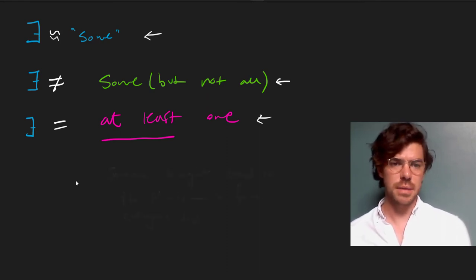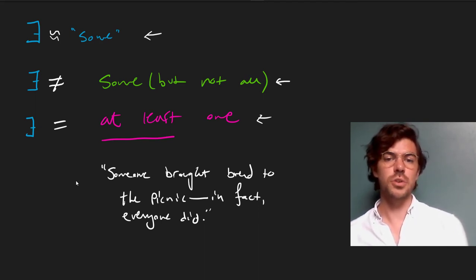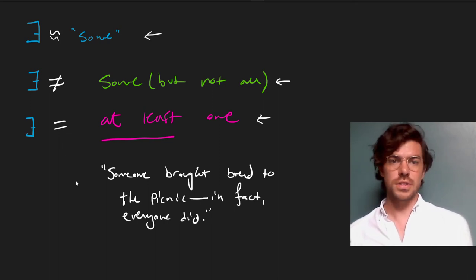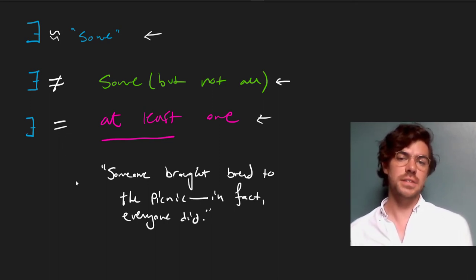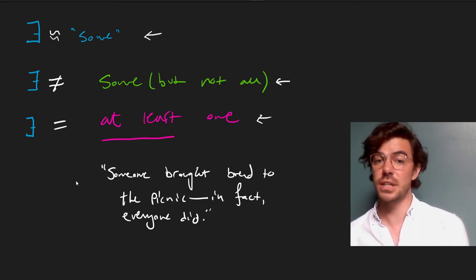But here again, the test for this is cancelability. You can say, for example, "Someone brought bread to the picnic, and in fact, everyone did." There's nothing contradictory about this sentence. And so the "some but not all" sense of "some" is canceled by this added universal, and so it's not part of its semantics, but it is conversationally implied.